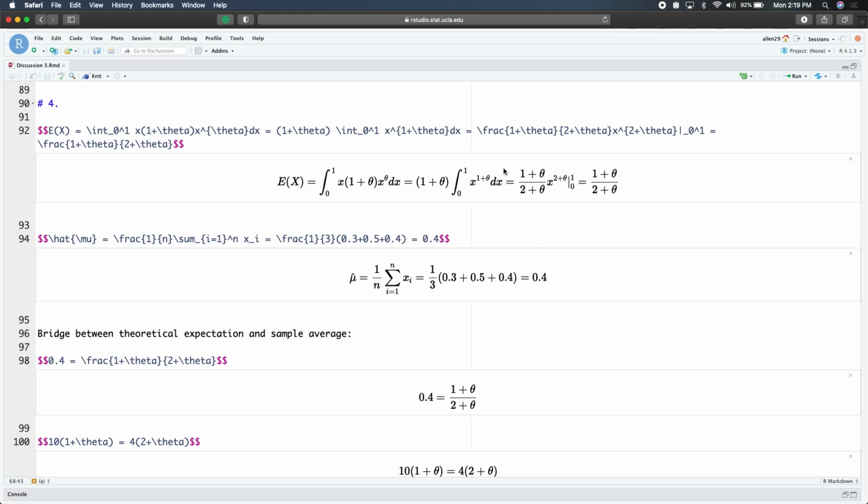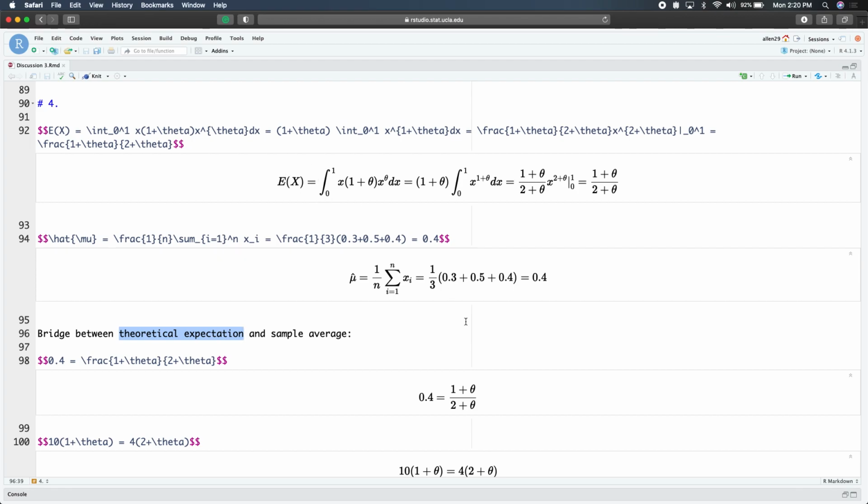So first of all, we find the closed form solution, or the theoretical expectation in closed form. We can just use the definition for E of X, x multiplied by f of x, and integral from 0 to 1. 1 plus theta is a constant, and then x raised to the power of 1 plus theta. Evaluate the integral, and then evaluate it from 0 to 1, resulting in the expectation for this particular distribution, 1 plus theta over 2 plus theta. So this is a closed form solution for the expectation.